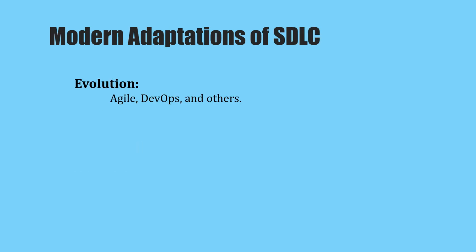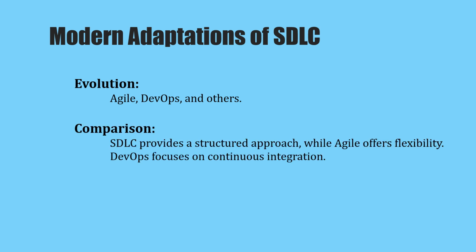Modern adoption of SDLC. The traditional SDLC has evolved with modern technologies like Agile, DevOps, and others. In comparison, traditional SDLC provides a structured approach, while Agile offers flexibility with iterative development. DevOps focuses on continuous integration and delivery, ensuring faster and more reliable software deployment. For example, in an Agile approach, an e-commerce website might be developed in iterative sprints, allowing for regular updates and continuous user feedback.